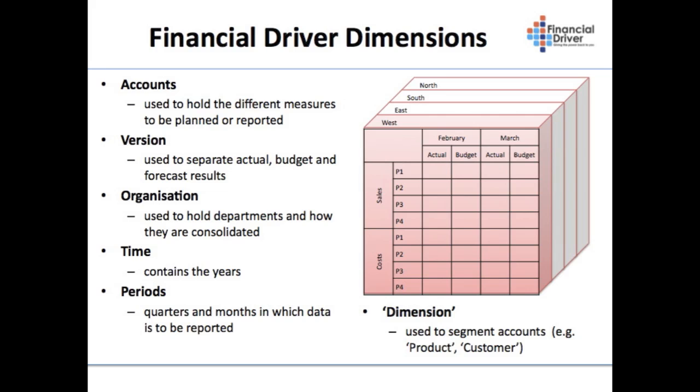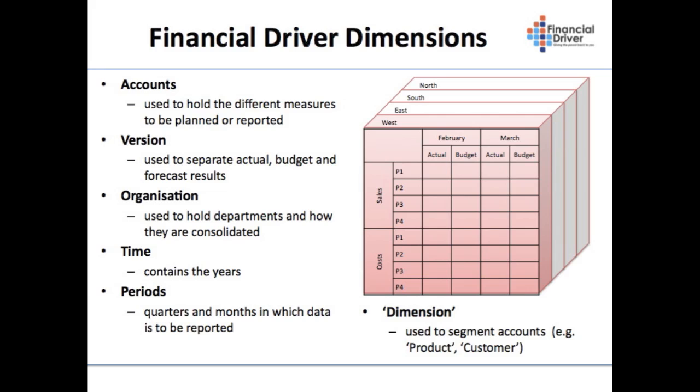Based on our experience in budgeting and forecasting systems, we have made the setting up of Financial Driver easy by defining the following 6 dimensions. Accounts holds the measures that can also have rules assigned to them to create analyses, such as subtotals or ratios. Organization holds the departmental structure, and this can be organized as a hierarchy that also defines how data is to be consolidated. Time holds the years, and periods define the weeks or months in which data is to be collected.